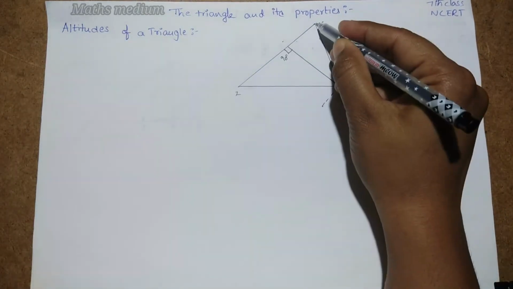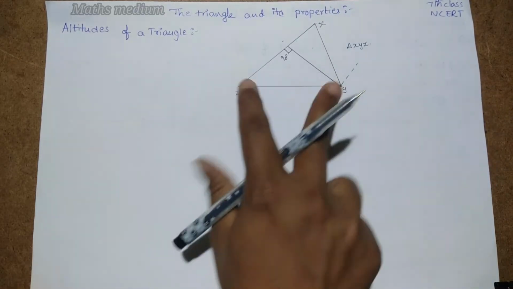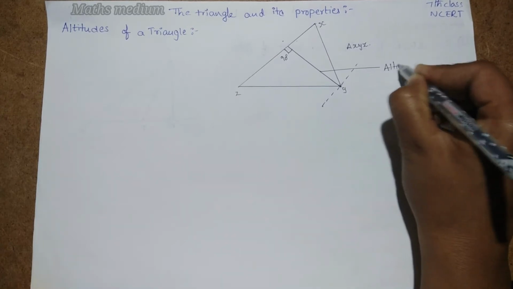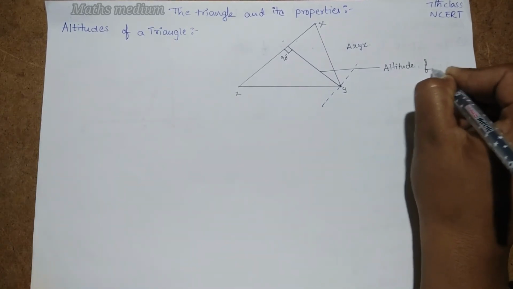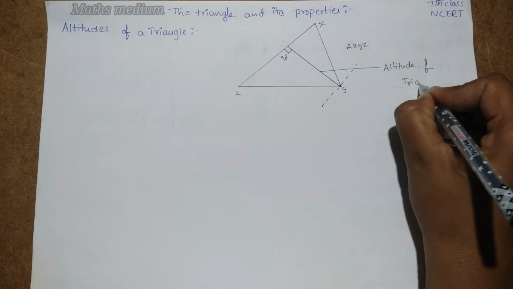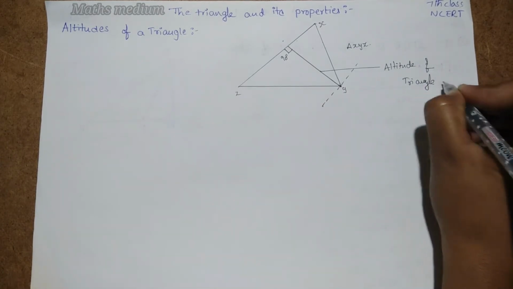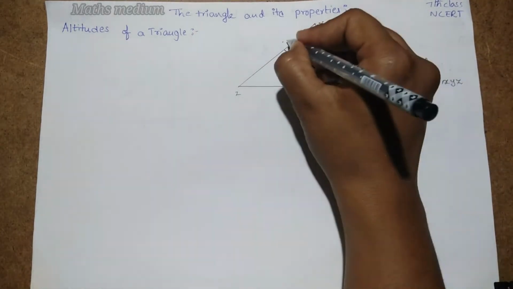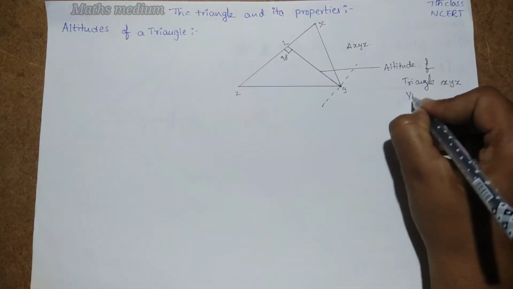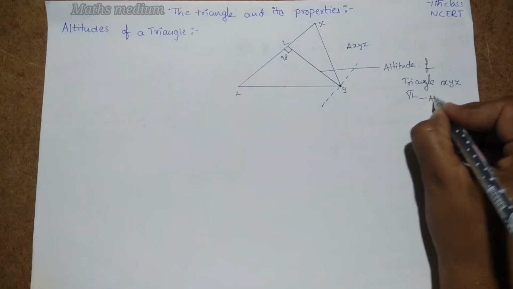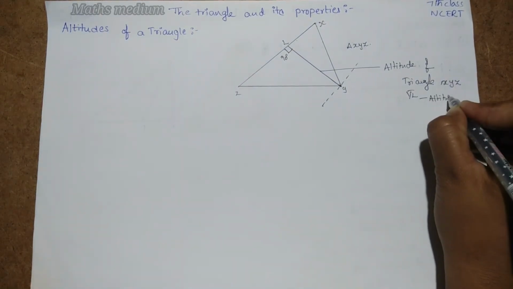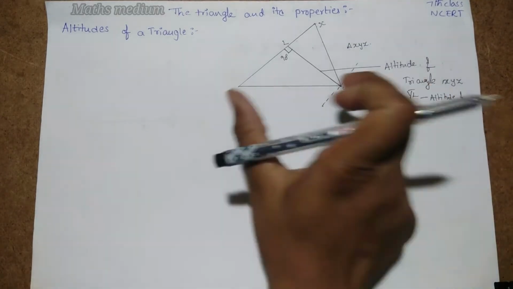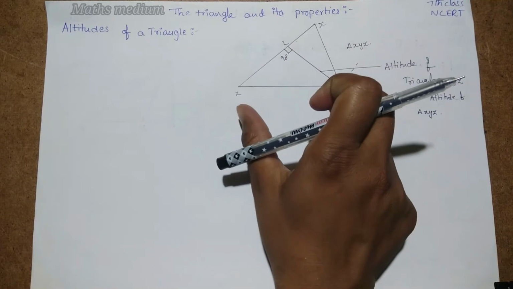Similarly here also, if you connect this vertex to the opposite line at 90 degrees, this is said to be an altitude of triangle XYZ. If you name this point L, the line segment YL is said to be an altitude of triangle XYZ. This is how to find the altitude of a given triangle.